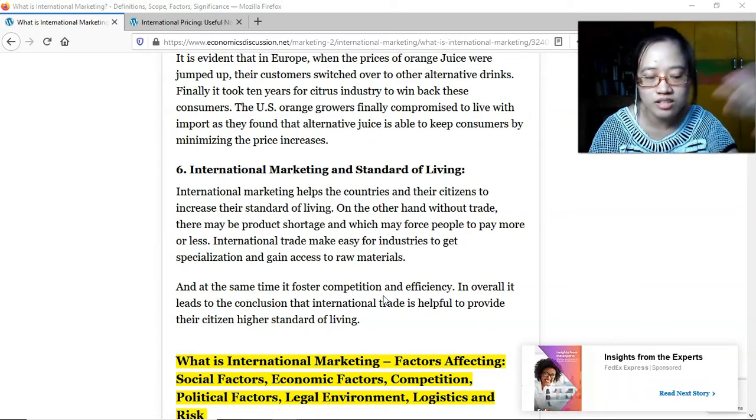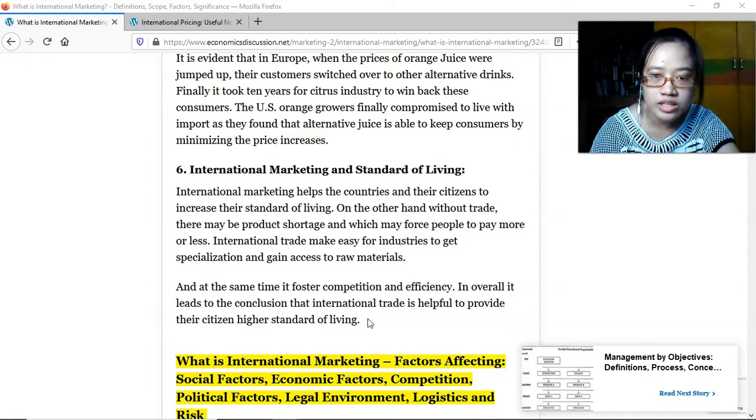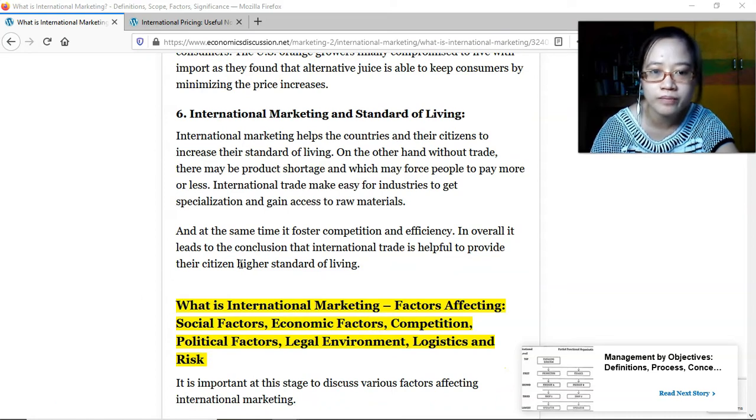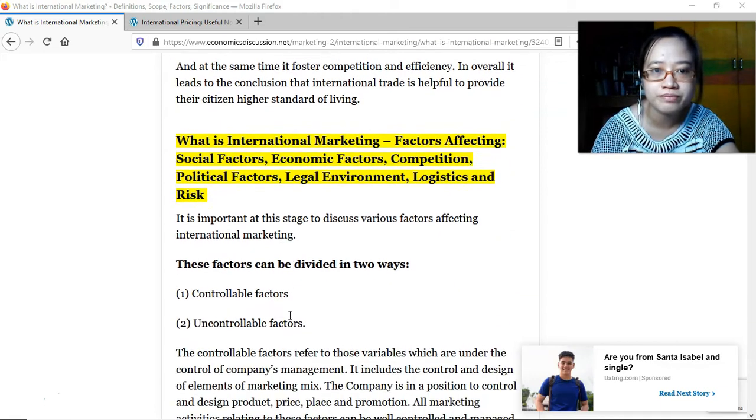and that forces the local industry to make their processes efficient so that they could lower their costs and compete with outside producers. And overall, it leads to the conclusion that international trade is helpful to provide citizens a higher standard of living. When you say higher standard of living, it's just the purchasing power of money as well, how much more you can purchase with the amount of money that you have.